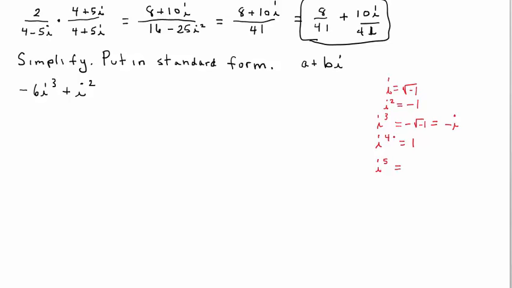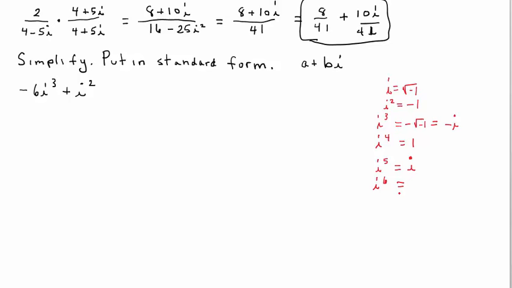So notice your pattern starts to repeat. We have i, negative 1, negative i, positive 1. So i to the 9th through i to the 12th would be i, negative 1, negative i, and 1. The pattern just repeats every 4. So let's come over here and see if we can use this information to help us simplify here.